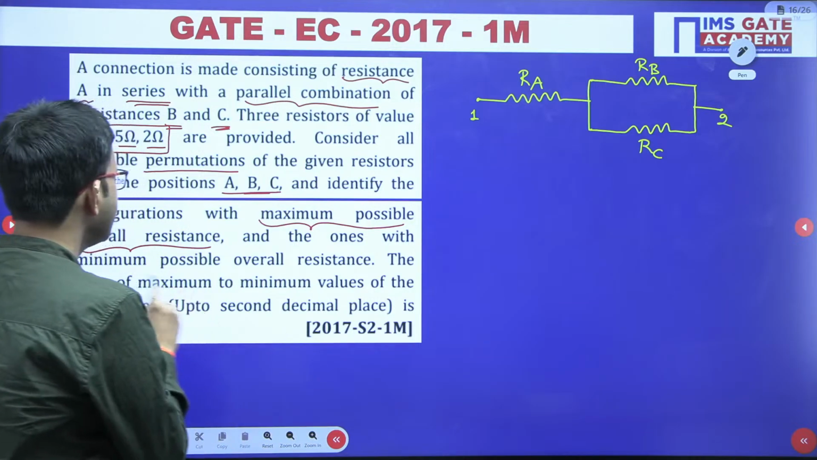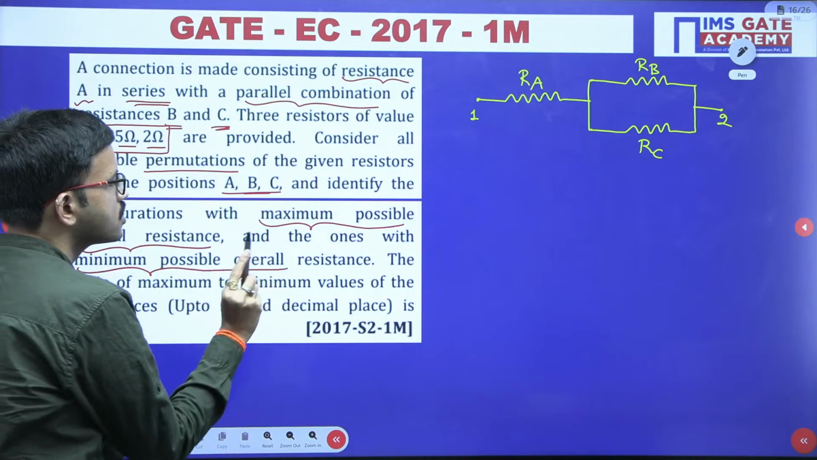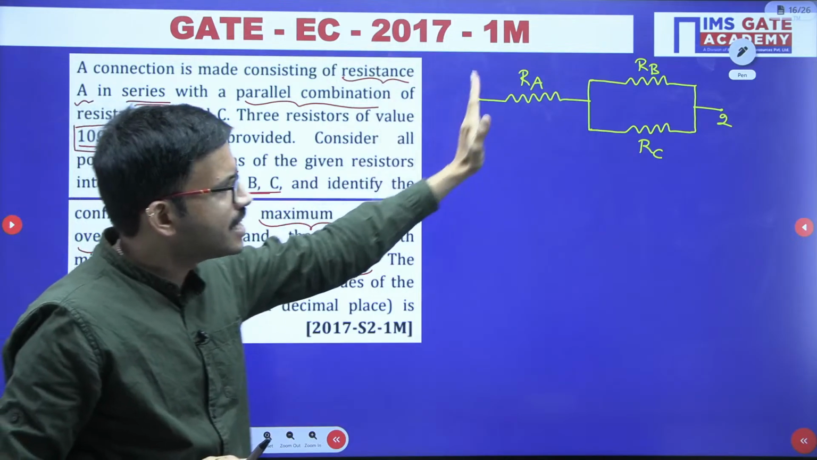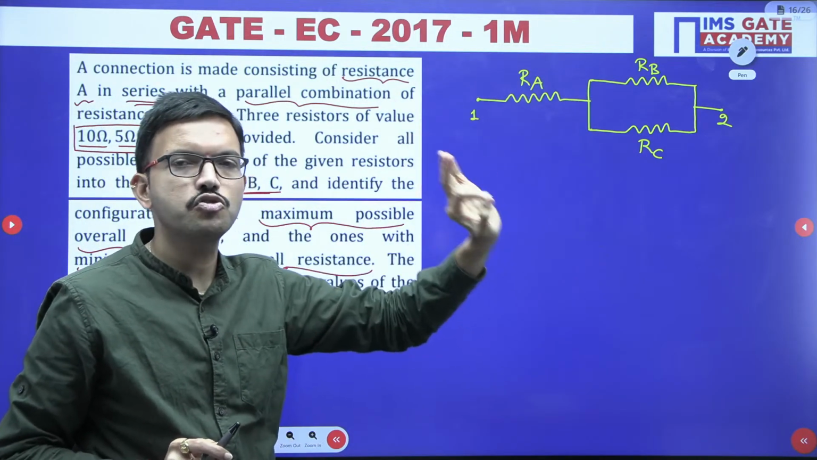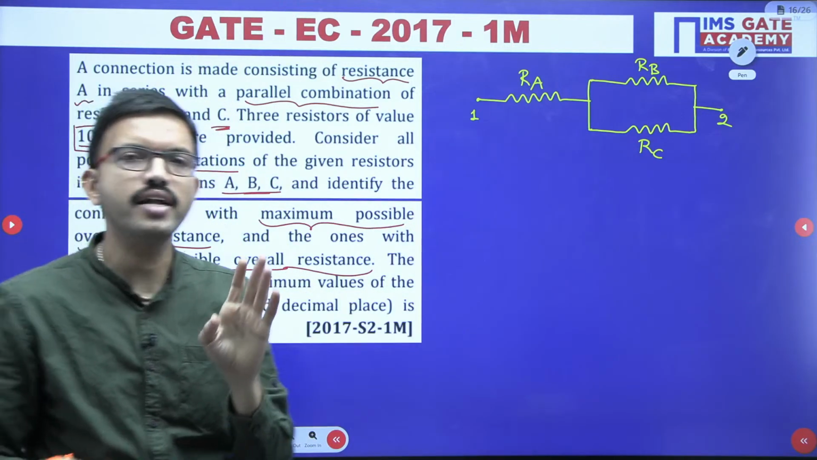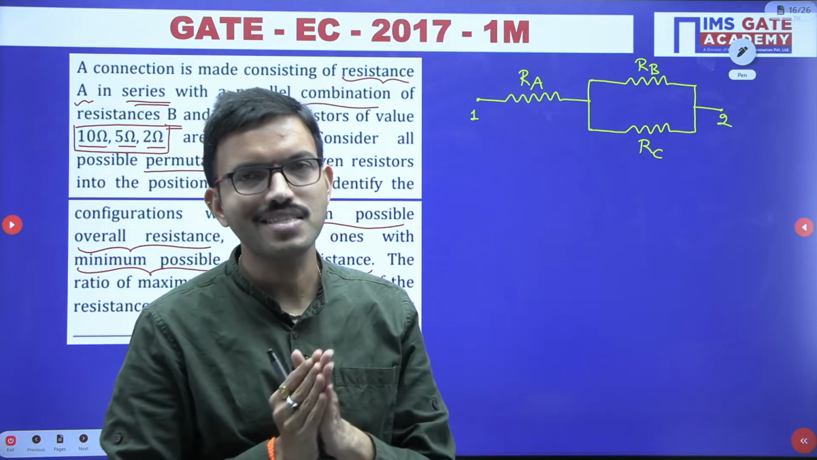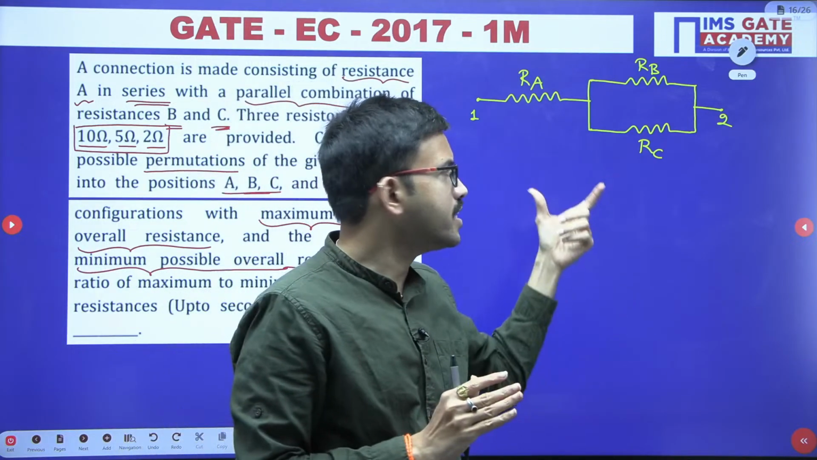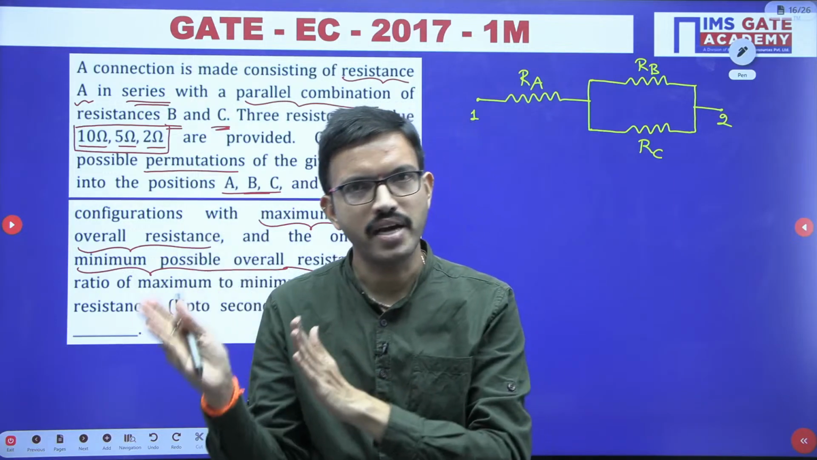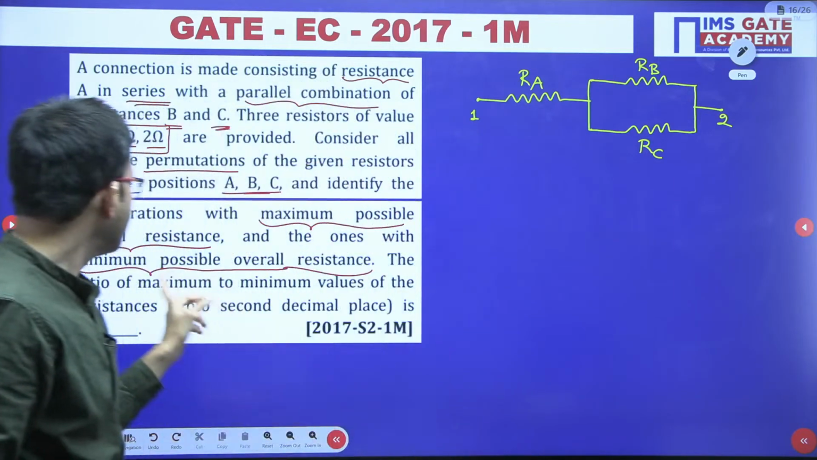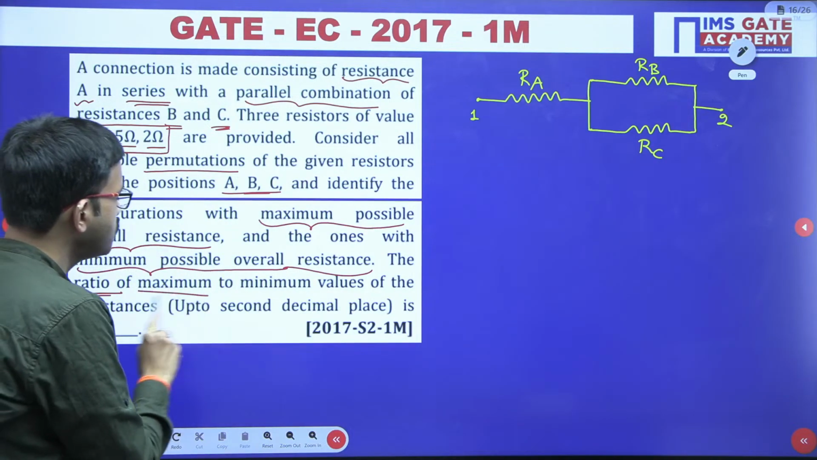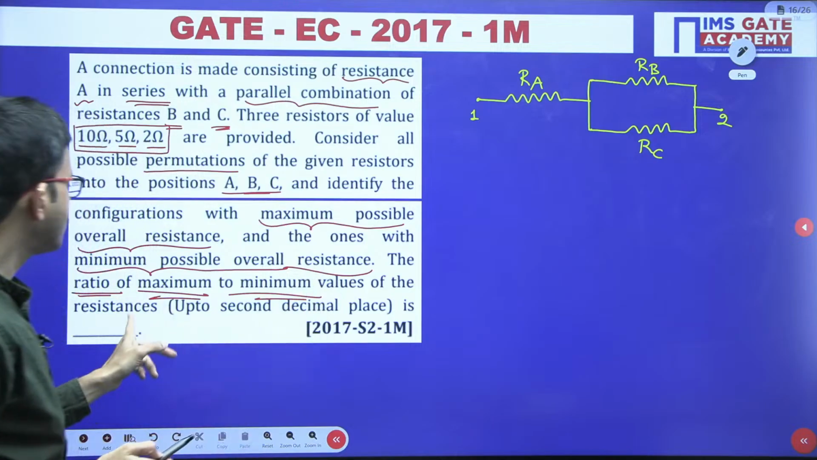And one more case: you have to get the minimum possible overall resistance. So between terminals 1 and 2, in one case you will get the maximum resistance, in another case the minimum. And for the other combinations you consider, the equivalent resistance will lie between the minimum and the maximum resistance. Now the final question: you have to calculate the ratio of the maximum to the minimum value of the resistance.